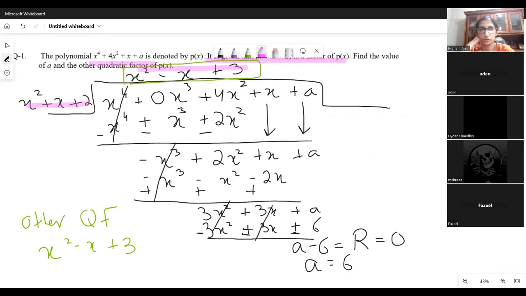Okay, so we've done question number 1. We could not use the factor theorem or remainder theorem here, so we had to resort to long division. Synthetic division also could not be used here because the divisor was not linear. Next question.